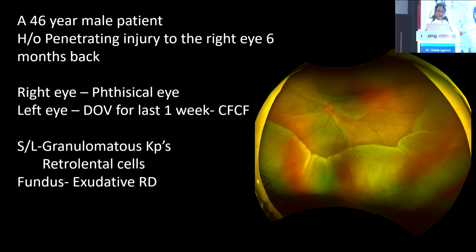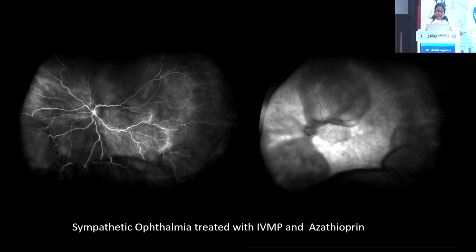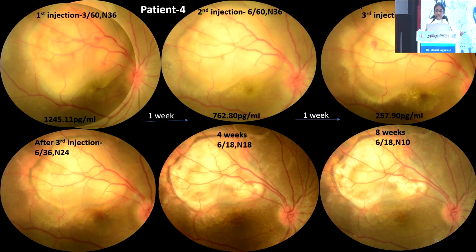This is another patient where the right eye was a phthisical eye and the left eye again shows an extensive exudative retinal detachment. And on slit lamp examination, you have a granulomatous KP and you also see retrolental cells. So this very much is suggestive of sympathetic ophthalmia, treated again with high-dose steroids and immunosuppression.